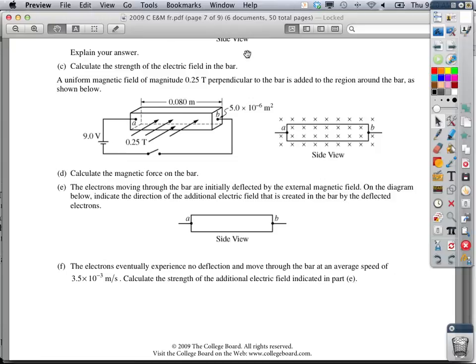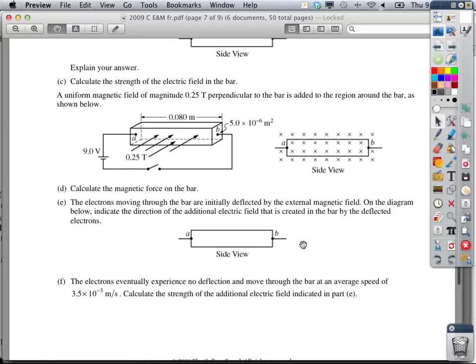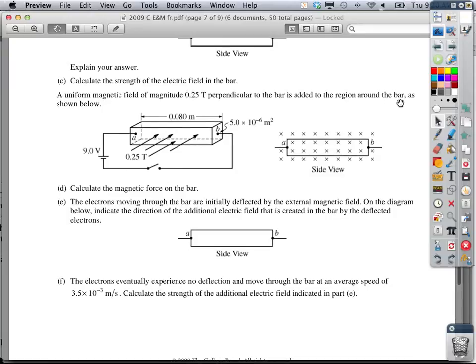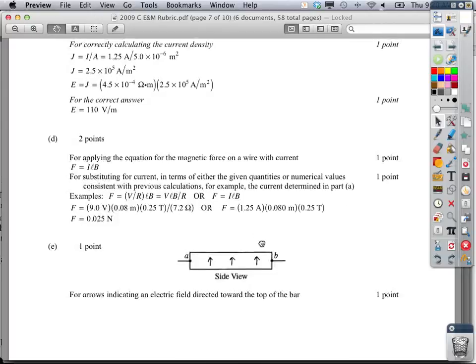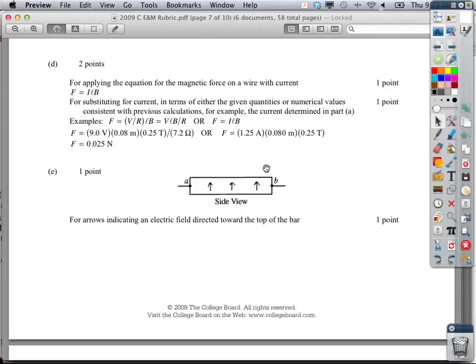Okay, we move on. In this one, a magnetic field into the bar is added to the region. So that field is going in like this. Right-hand rule, all that stuff. Calculate the magnetic force on the bar. It's pretty straightforward, right? BIL, we're done. So for B, F is BIL: magnetic field strength times current times length. Boom, boom, boom, done.